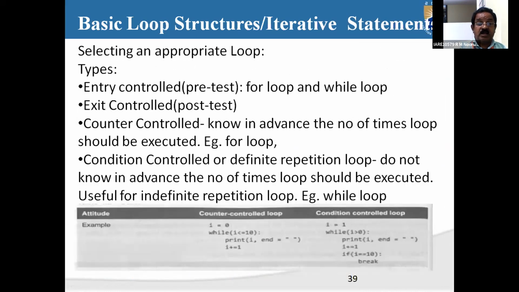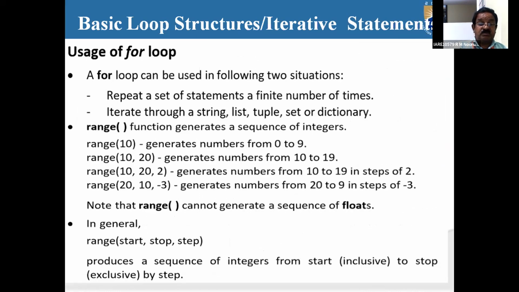Whereas for the for loop, these are the 2 circumstances. Whenever you want to repeat the statements a finite number of times and you know exactly how many times the loop has to be repeated, and also whenever you are going to deal with all types of sequences. So here there is no restriction. You can make use of all types: string, list, tuple, set, or dictionary. All types of sequences you can make use of.